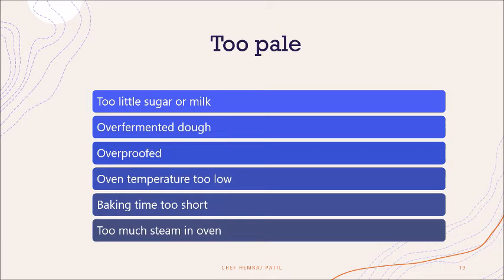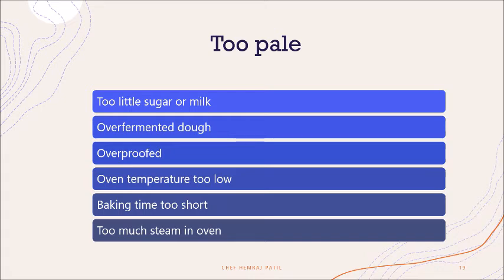Over fermented dough. In the over fermented dough, all the sugar is consumed by the yeast, and there is no sugar left in the dough to caramelize. Overproofing, same as fermentation. Once the bread is made, if you keep it for extra time, there would not be enough sugar left to caramelize.